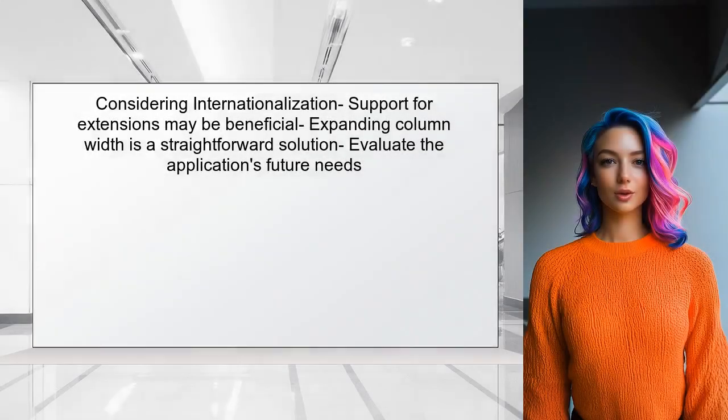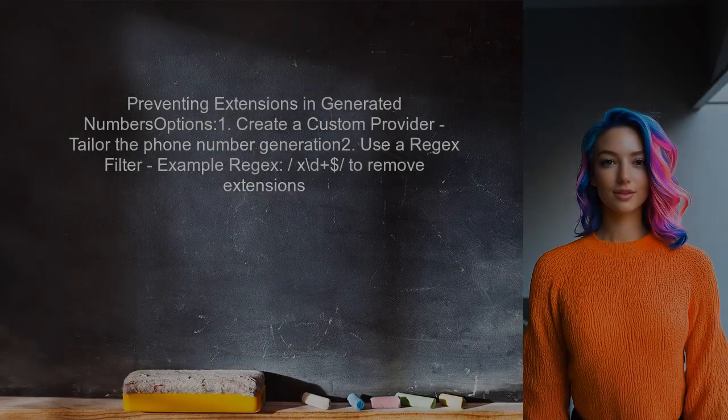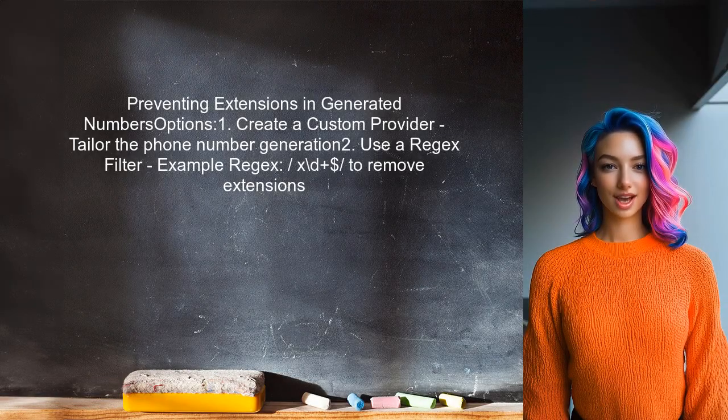If the user is considering internationalization, it might be beneficial to support these extensions. However, expanding the database column width could also be a straightforward solution. To prevent Faker from generating these extensions, the user can create a custom provider. Alternatively, they can use a regular expression filter to remove the unwanted parts from the generated phone numbers.